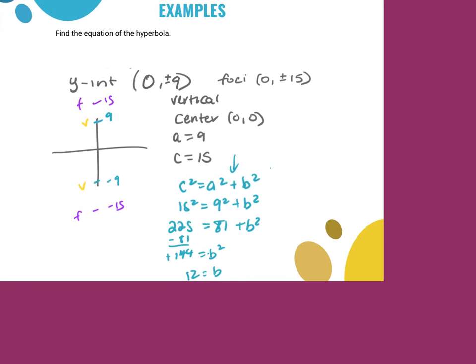So now when you plug it into the equation, it's vertical, which means the y comes first. Y squared over a squared, a was 9, so a squared is 81, minus x squared over b squared, b is 12, so b squared is 144, equals 1.